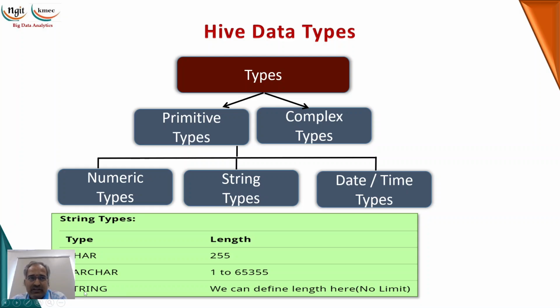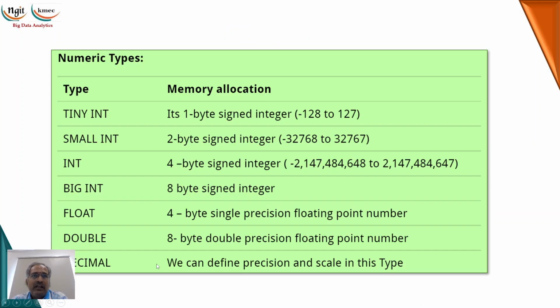Generally, we will use the string data type for the string components. And numeric data types are also there: tinyint, smallint, bigint, float, double, and decimal. These are the various data types available. I need not explain separately what they are doing, since it is common in most of the languages, but these data types are available. That's what I just want to mention.